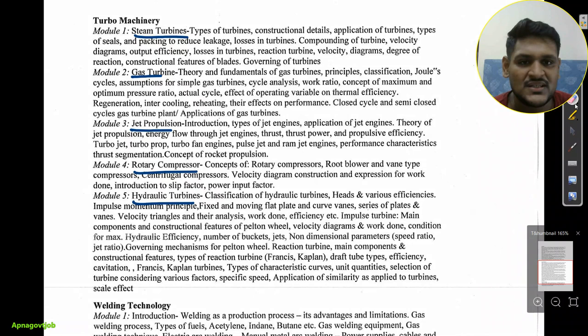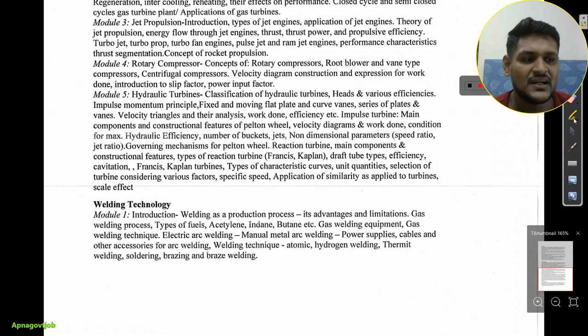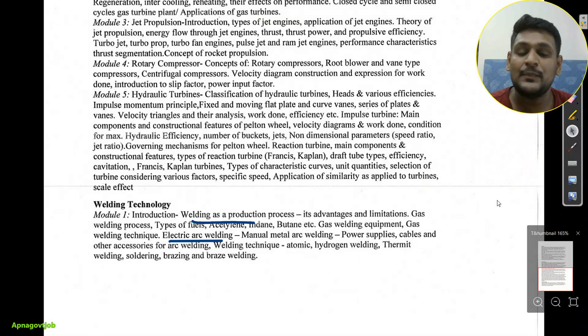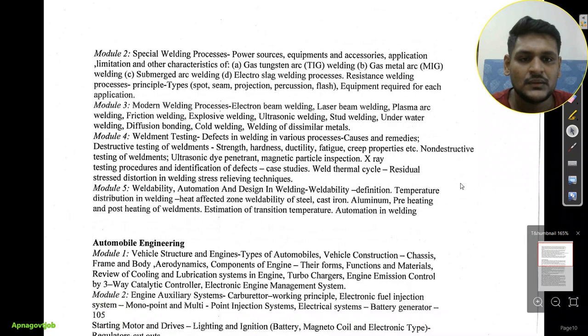Steam turbo machinery. Then welding is there, so again we studied welding and now here also you will again study welding. Okay, important: electric arc welding. Then basic idea, just do this. Okay, the basic things we want here. No need to go deeper here. So in welding technology, okay, no need to do these things.